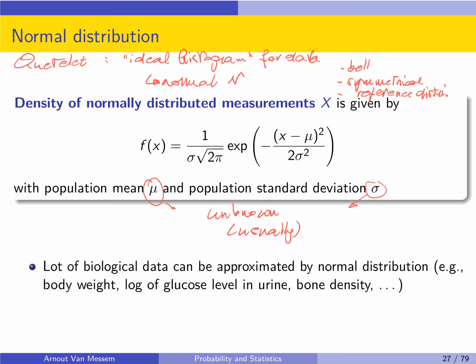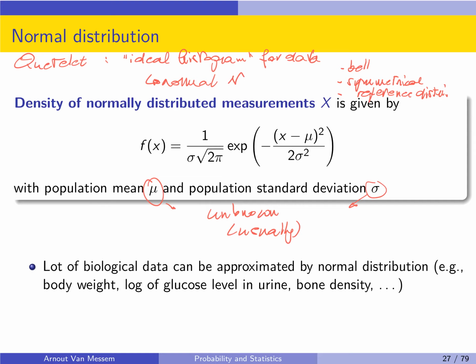Research has shown that a lot of biological data can indeed be approximated by a normal distribution. Examples are body weight, the logarithm of the glucose level in the urine, bone density, and so on. It therefore is really a representative distribution. It can be seen as a normal distribution of a lot of biological data.